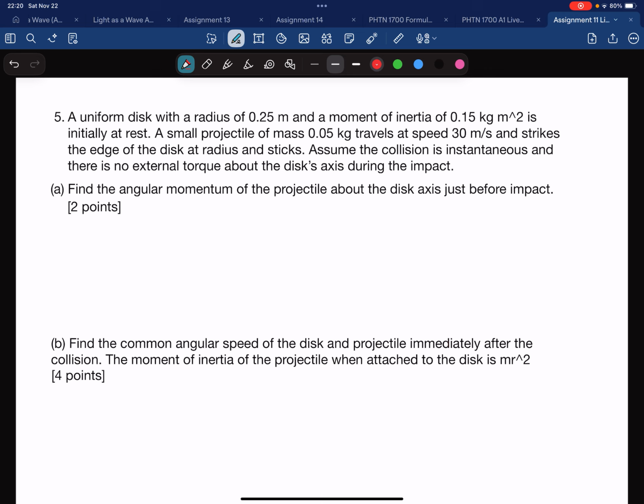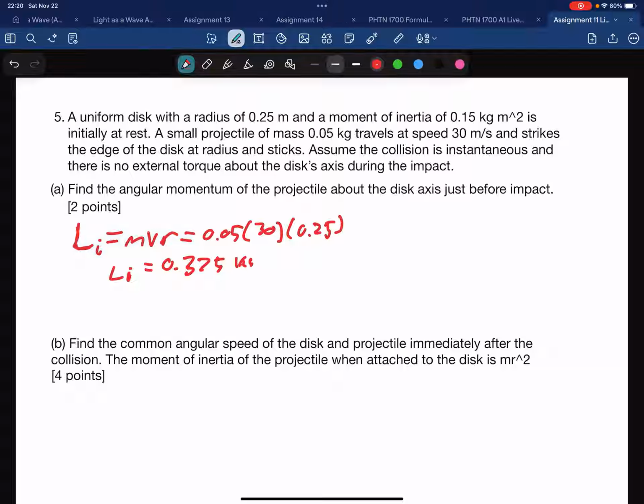So this is just before impact, so I will call this Li for initial angular momentum. One of my equations says that it's equal to mvr, and plugging in the values, I get 0.05 times 30 times 0.25, and that is going to give me 0.375 kilogram meter squared per second. So that is my angular momentum of the projectile about the disk just before impact.